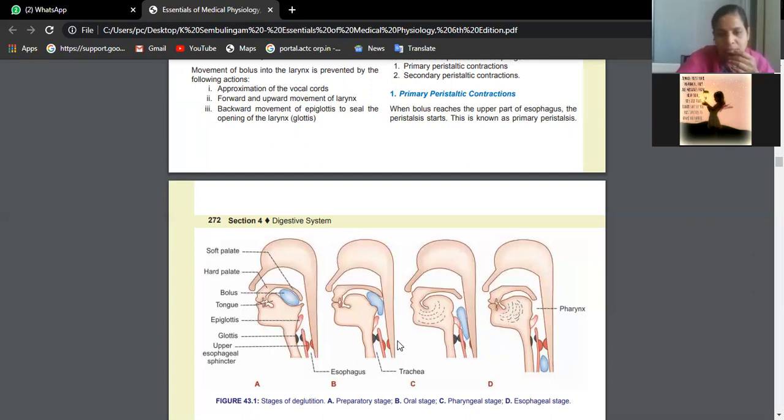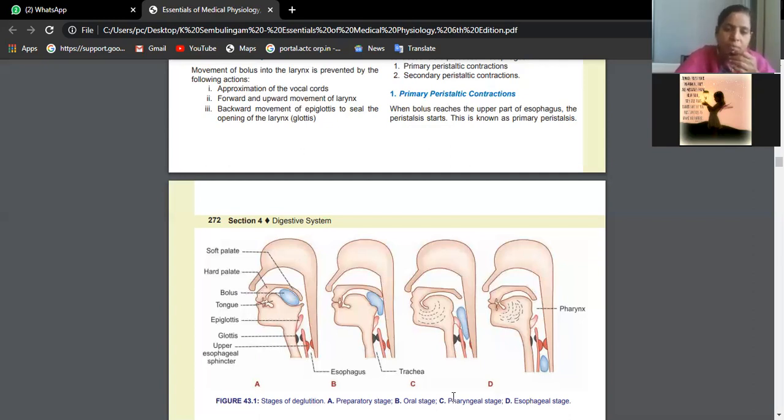Once the food bolus is moving towards the esophagus, we know this sphincter is the upper esophageal sphincter. The upper esophageal sphincter will relax and will allow the food bolus to enter into the esophageal movement. Once the food bolus is successfully entering the esophagus downwards, the upper esophageal sphincter will close tightly so that the food bolus is not again regurgitated backwards. That is the esophageal stage.